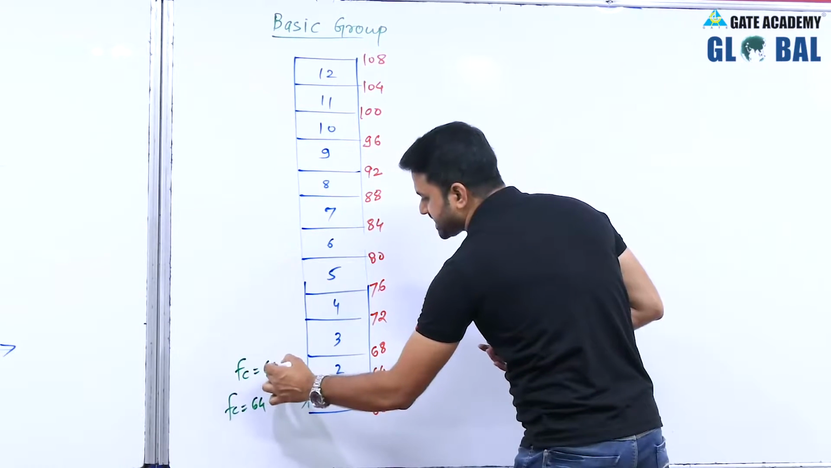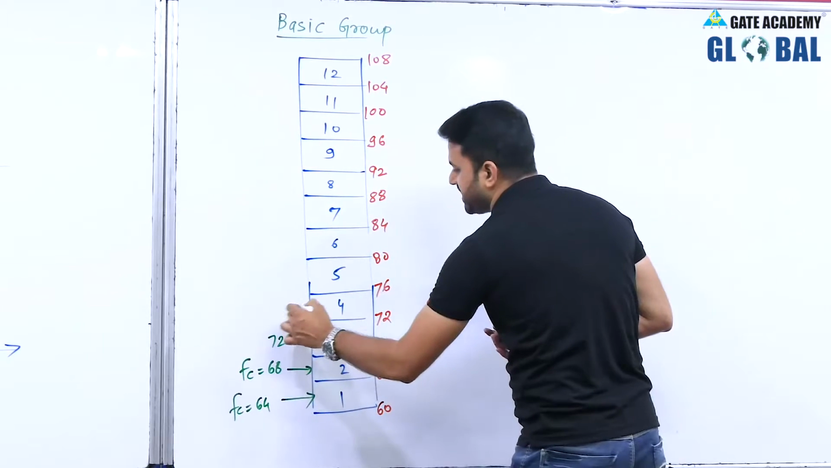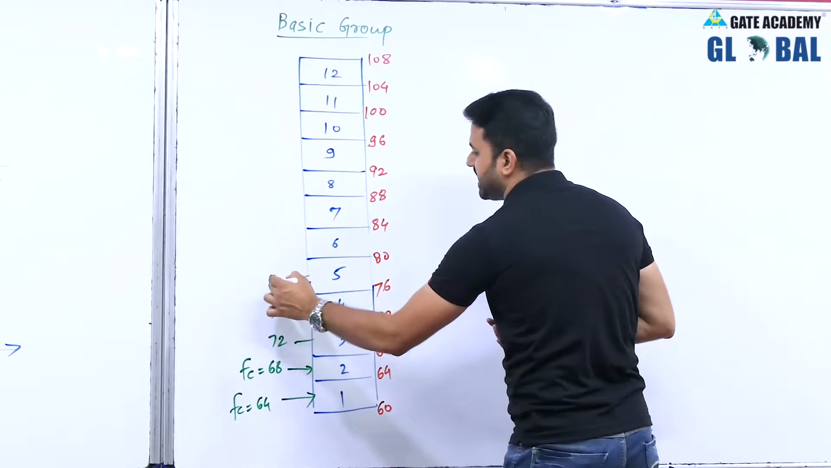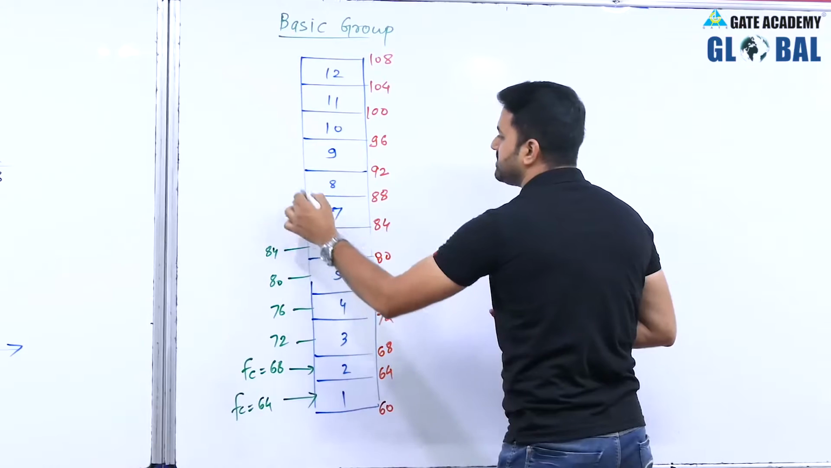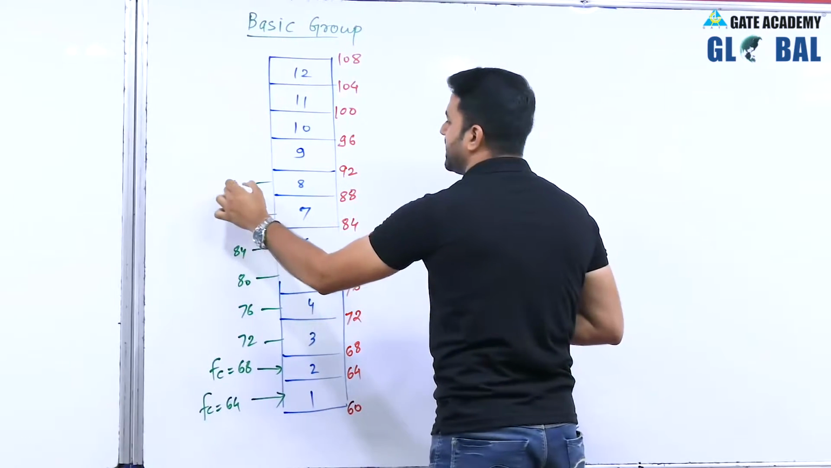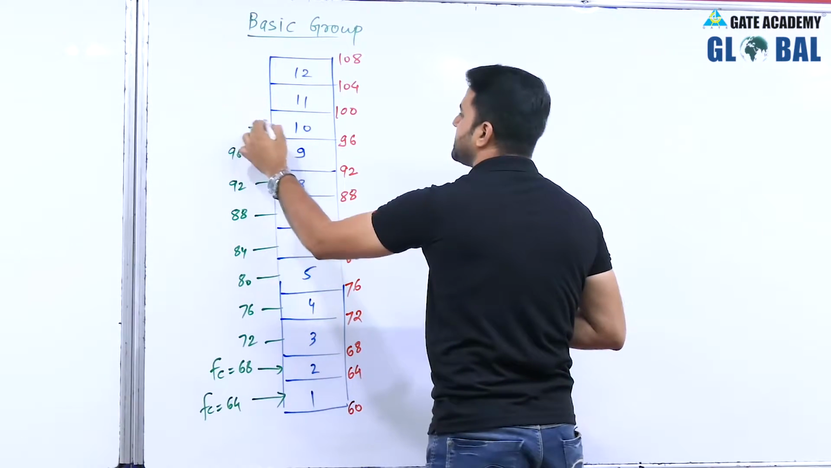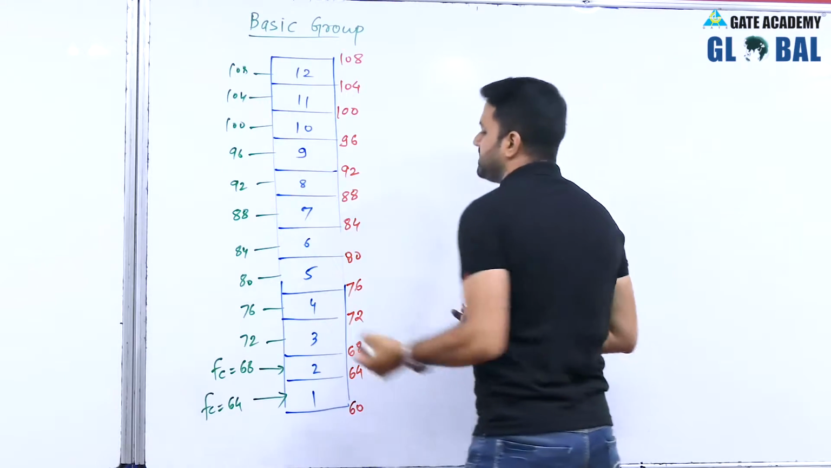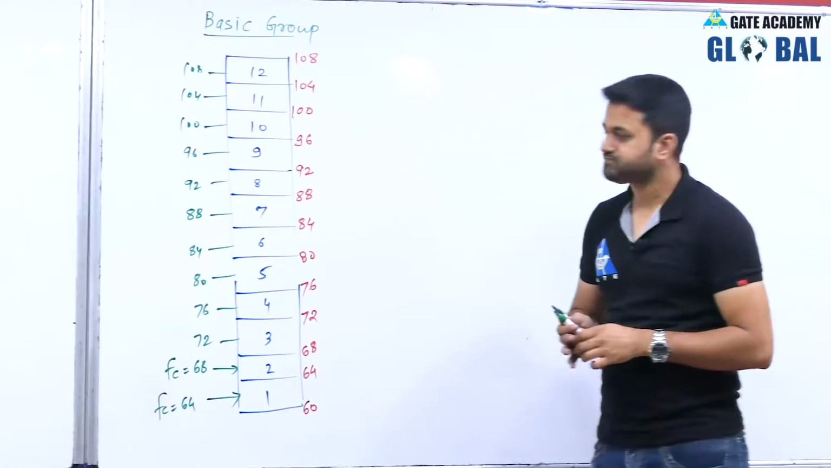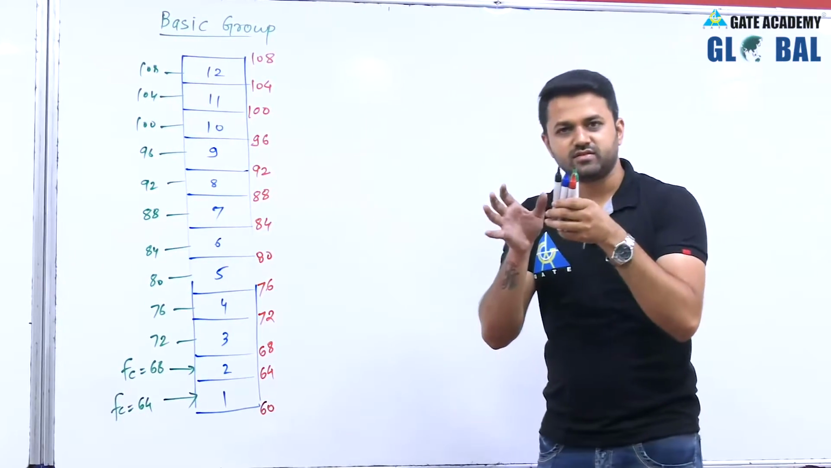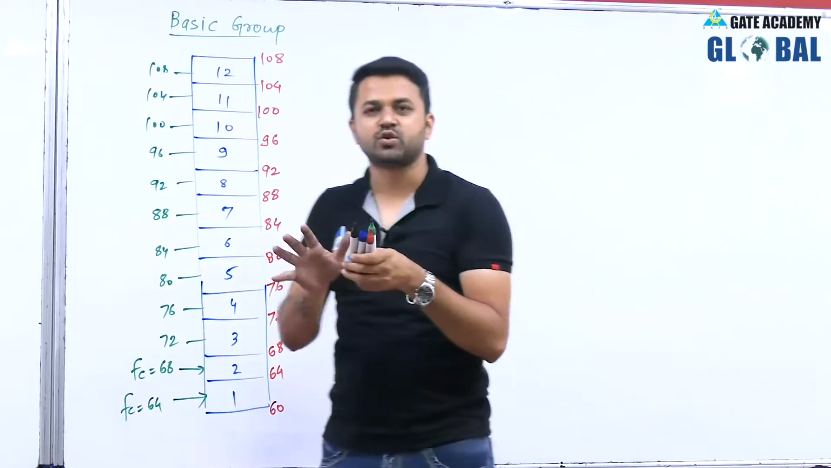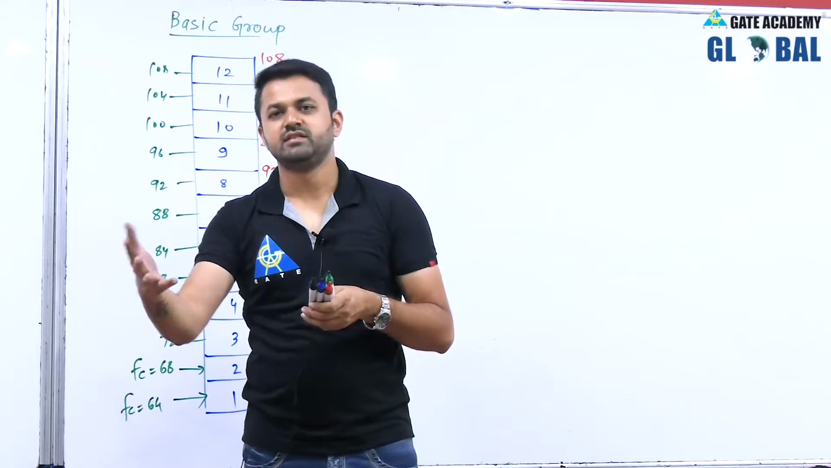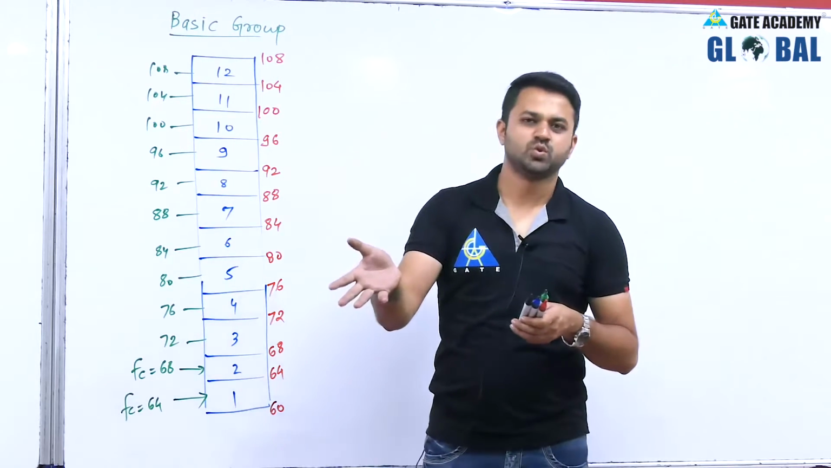This carrier frequency is 68 for third user, 72, then 76, 80, 84 and so on, 88, 92, 96, 100, 104 and 108. This is the carrier frequency. Now this basic group is again combined in the form of super group.